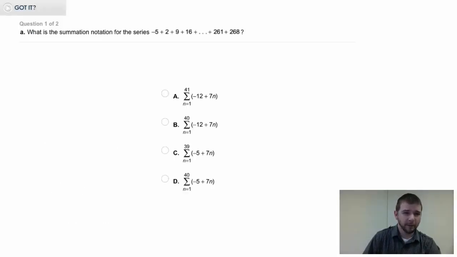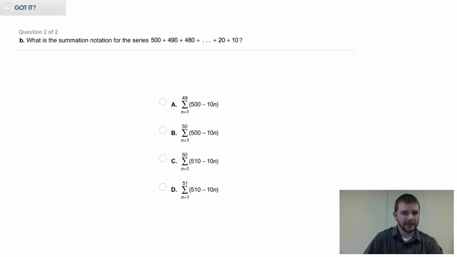Question 1 of 2. What is the summation notation for the series -5 plus 2 plus 9 plus 16 plus, skip a few, plus 261 plus 268? Work carefully and make your selection from the choices below. And got it, question 2 of 2.